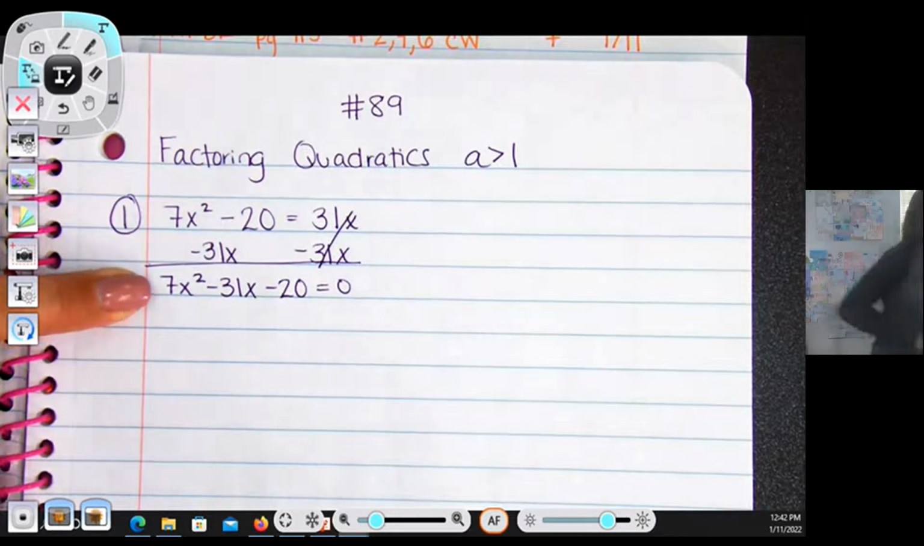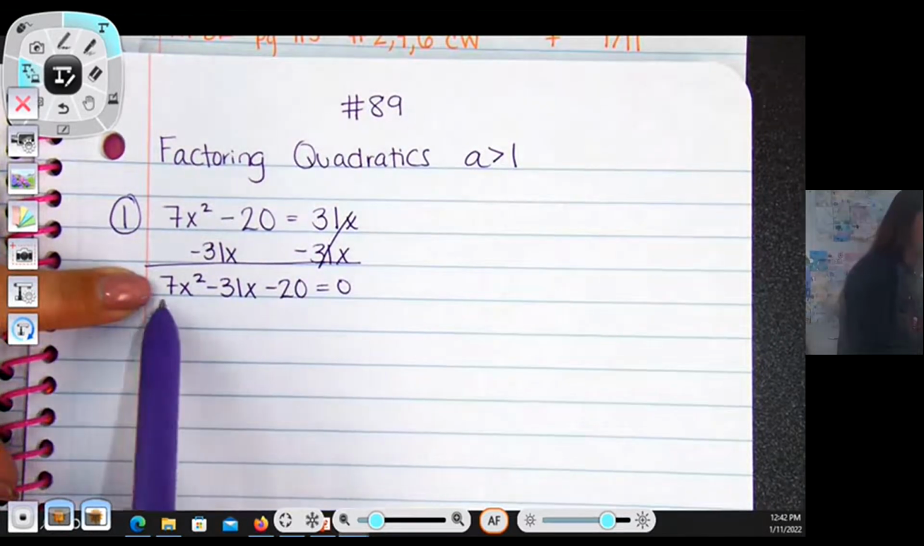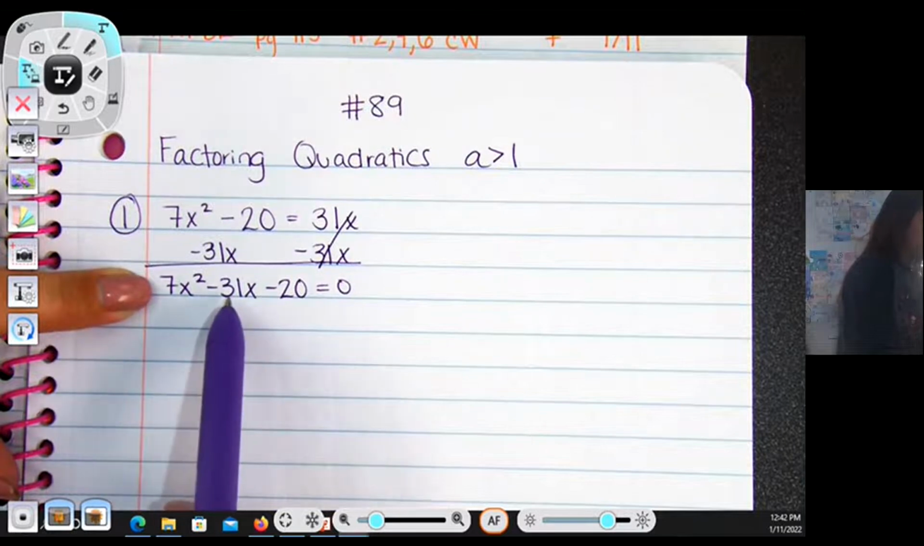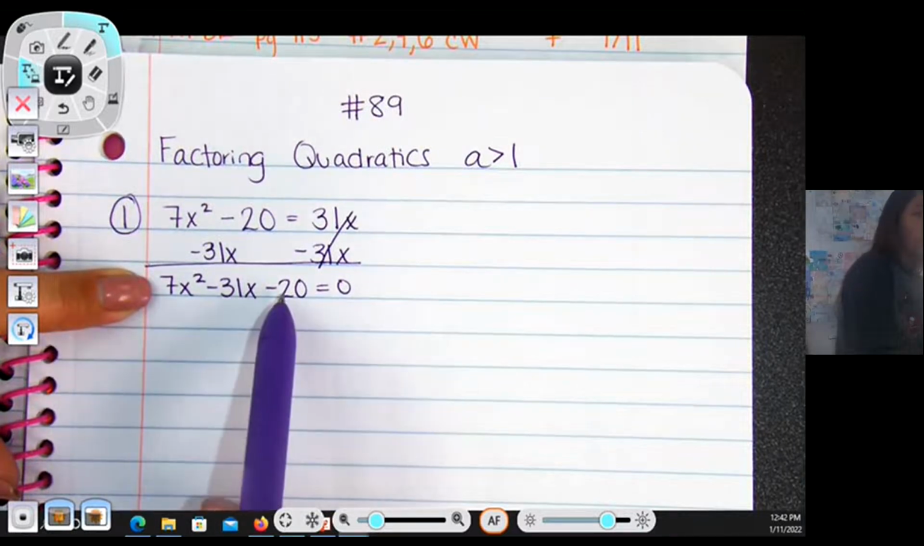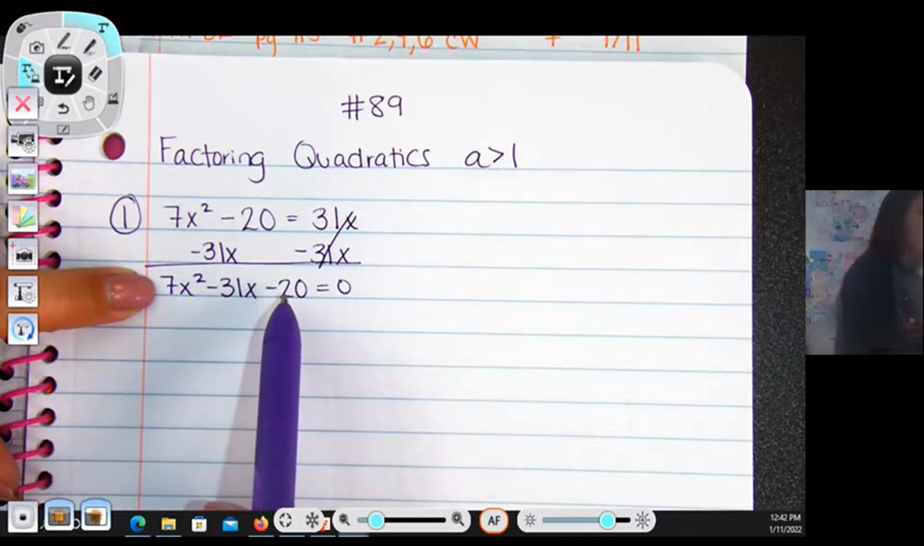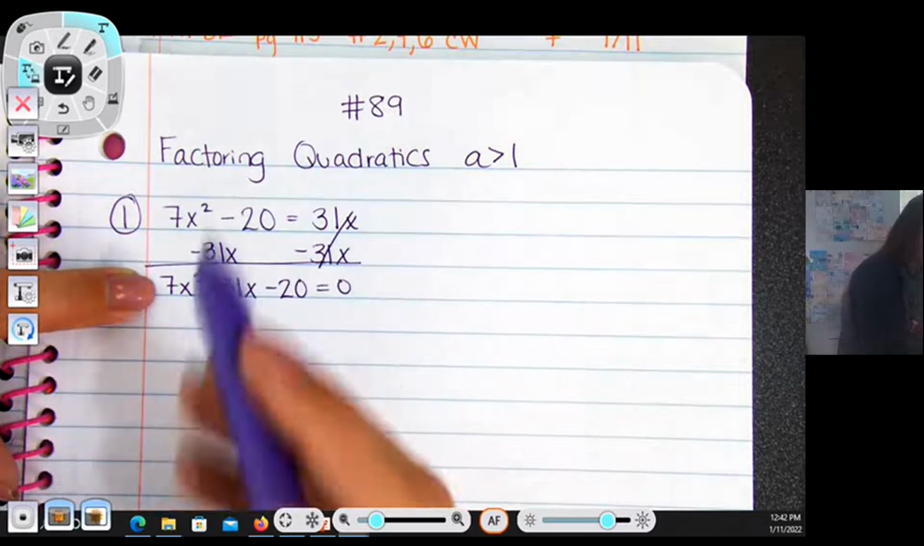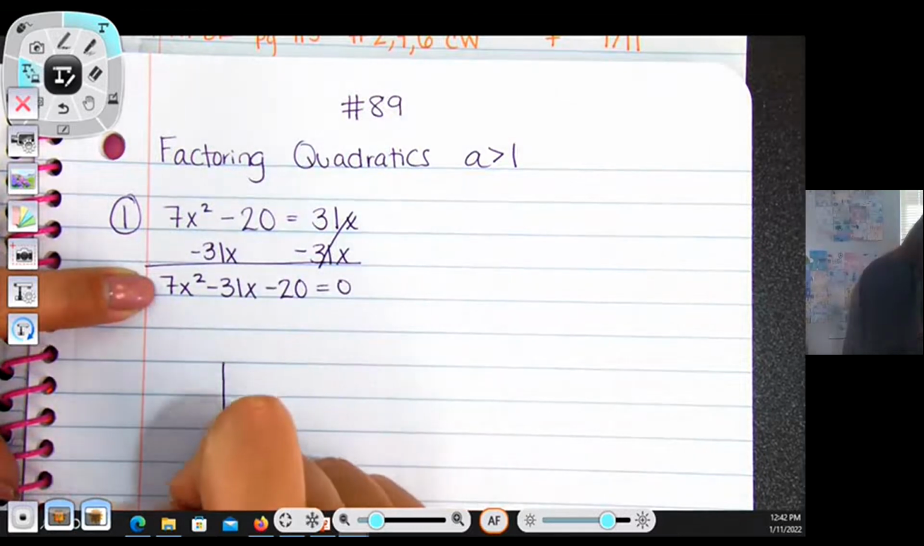So this is 7. Yesterday when a was equal to 1, I was able to divide this out. Can 7 go into 31? No. Can 7 go into 20? No, it's not going to go in evenly. So this is why you cannot divide it out. This is when a is greater than 1. So we're still going to use the box method. We're going to make a 2 by 2 box.